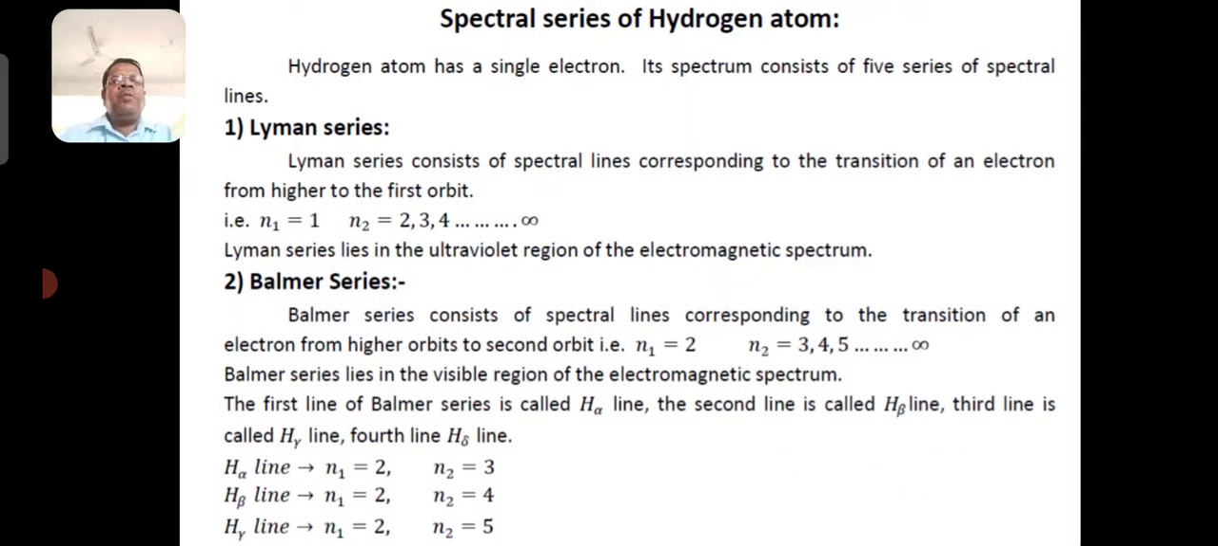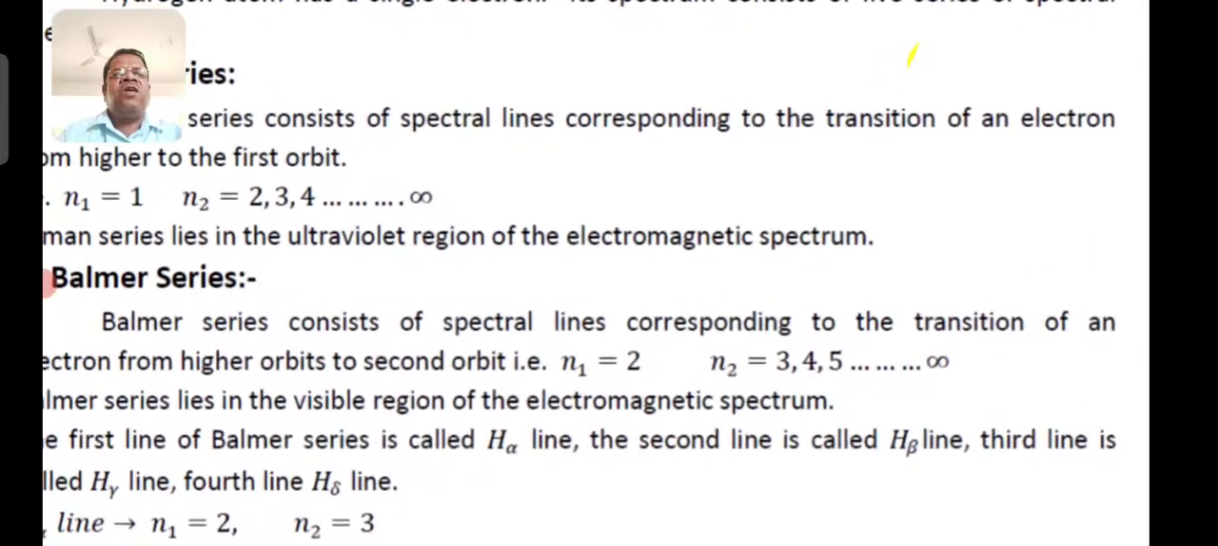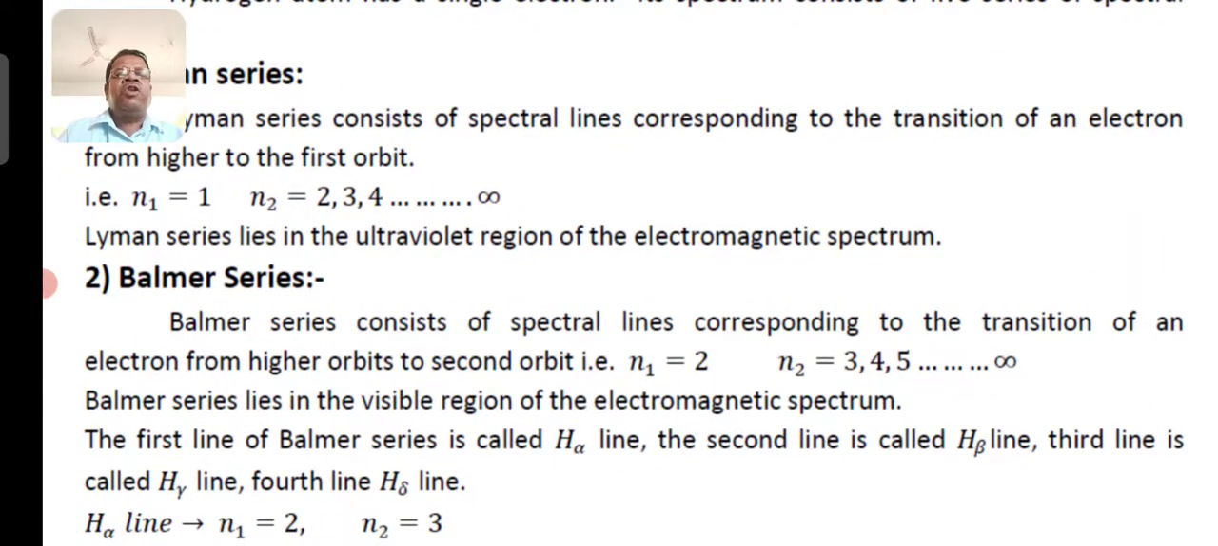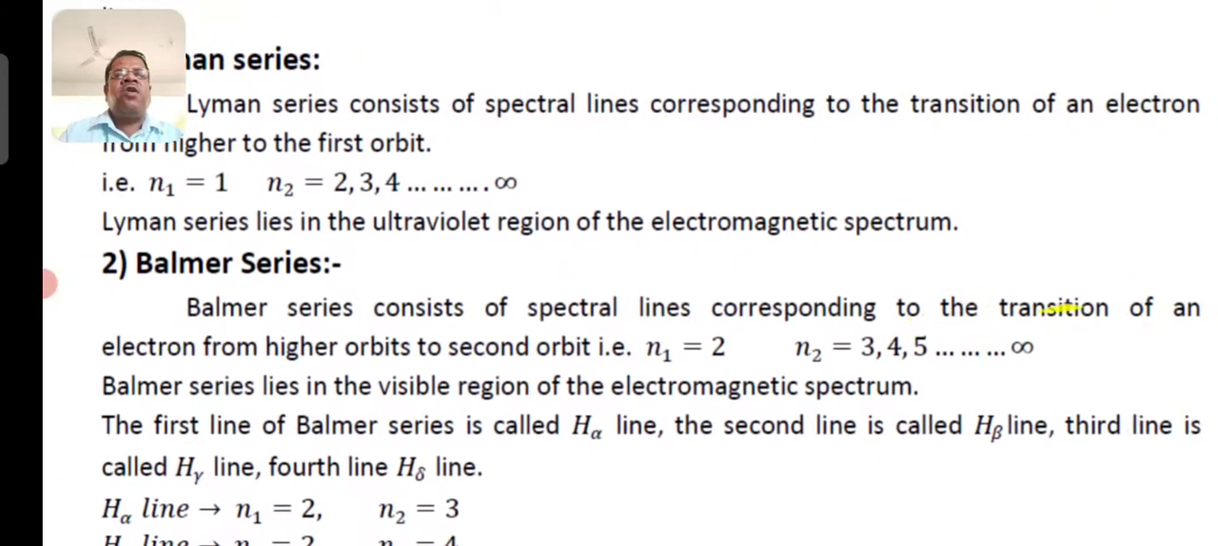Now we know about the wave number of emitted spectral line. Now we have to study the spectrum of hydrogen. Hydrogen atom has a single electron which is in the ground state. Its spectrum consists of 5 series of spectral lines. The first series, Lyman series. Lyman series consists of spectral lines corresponding to the transition of an electron from higher orbits to the first orbit, that is n1 equals to 1, n2 equals to 2, 3, 4 up to infinity.